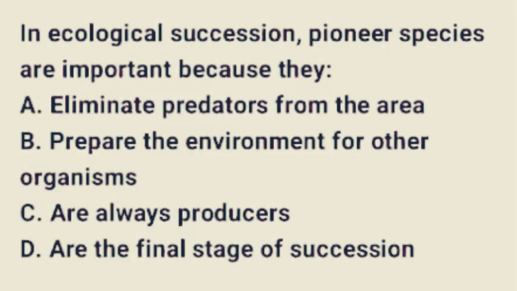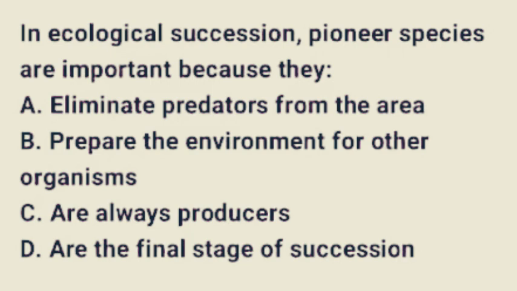Question 3 says, in ecological succession, pioneer species are important because they dash. A, eliminate predators from the area. B, prepare the environment for other organisms. C, are always producers. And D, are the final stage of succession. The correct option there is option B, prepare the environment for other organisms.